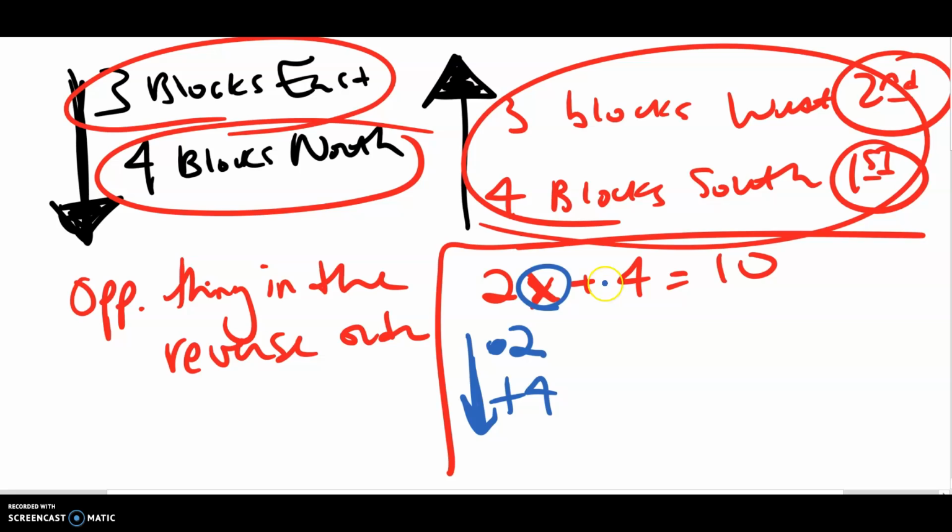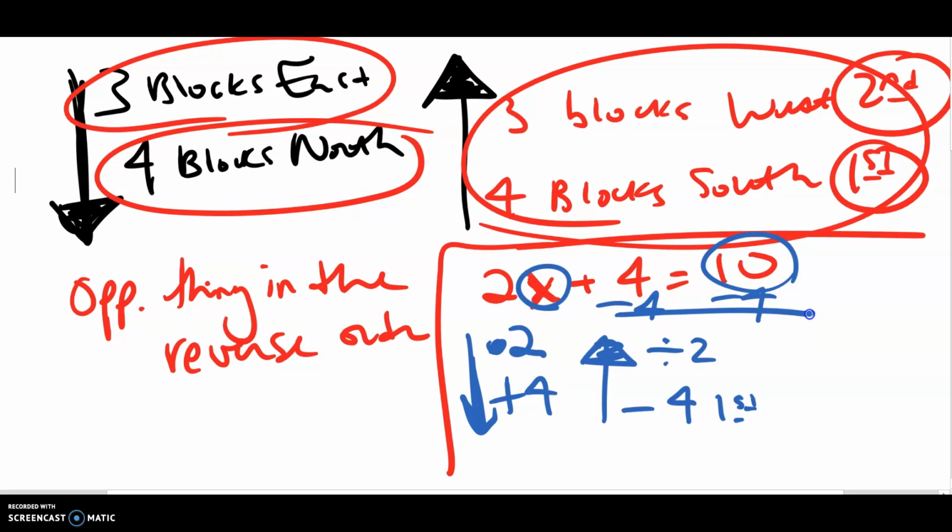But the problem is we don't know what x is, but we're at the end. We know the answer. So we're going to go backwards, and instead of adding 4, we're going to subtract 4 first. And instead of multiplying by 2, we're going to divide by 2. So if I subtract the 4 first, I get what? 2x equals 6. And if I divide by 2 next, I get x equals 3.